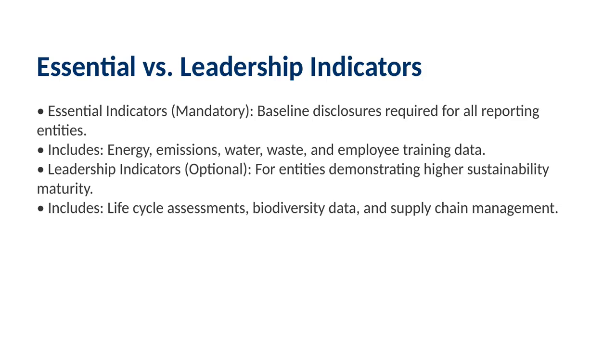First, there are essential indicators. These are mandatory disclosures. Think of these as the must-haves, such as data on energy consumption, emissions, water usage, waste management, and employee training programs. Then we have leadership indicators. These are optional disclosures. These are for companies that want to demonstrate a higher level of maturity in their sustainability journey. Examples include detailed life cycle assessments, biodiversity data, and complex supply chain management details.